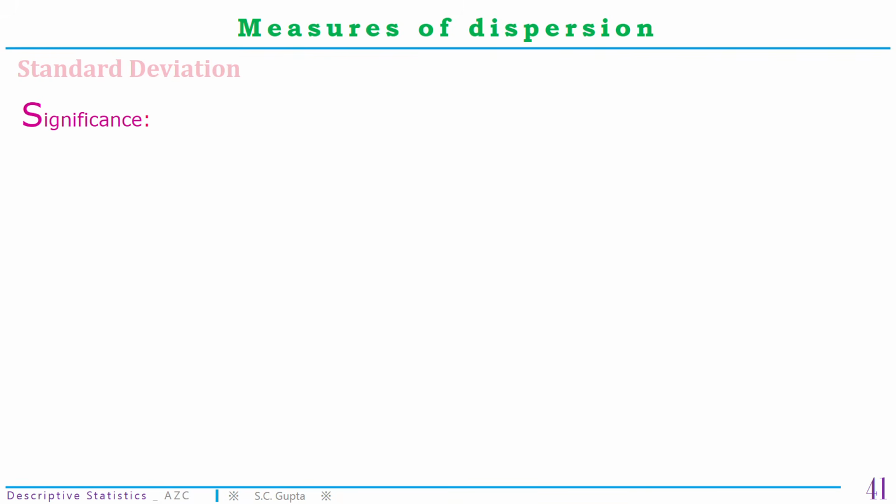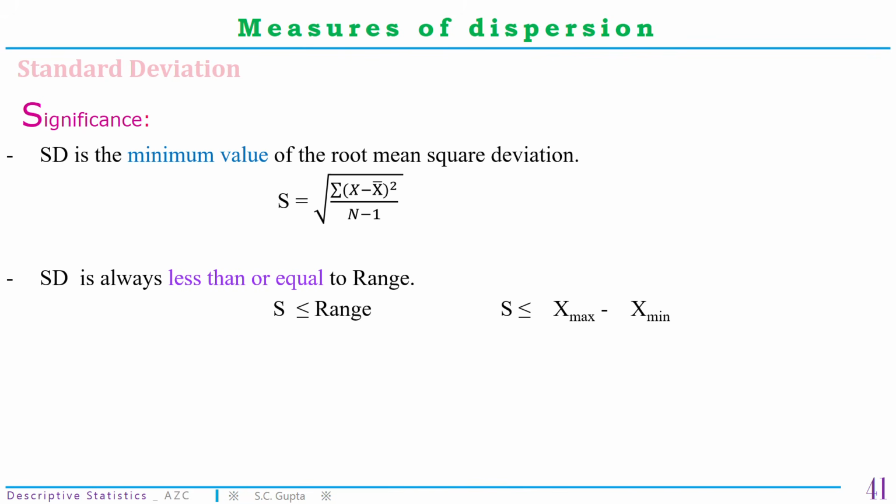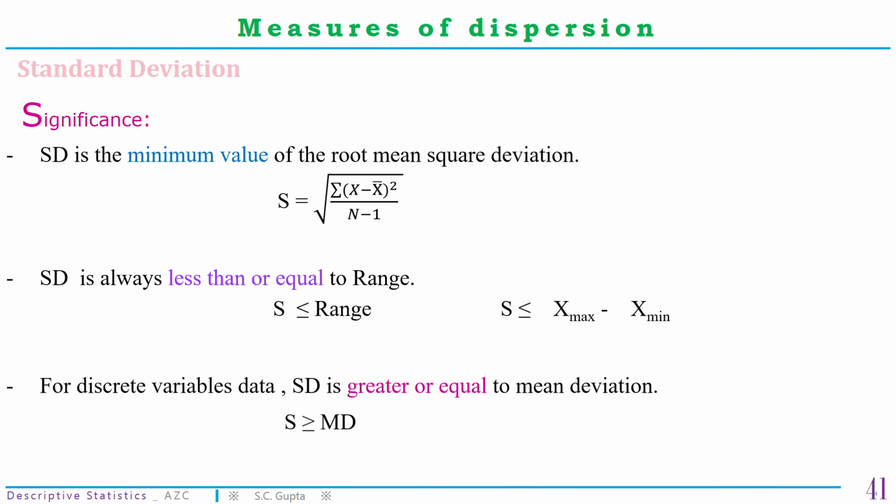Significance of the standard deviation. Standard deviation is the minimum value of the root mean square deviation. Standard deviation is always less than or equal to range. For discrete variables data, standard deviation is greater than or equal to mean deviation.